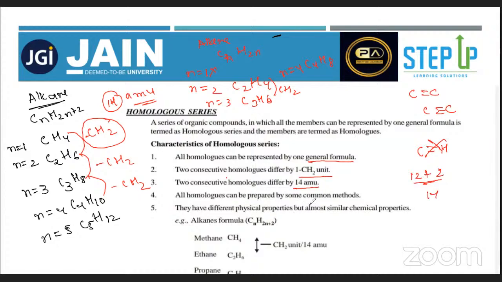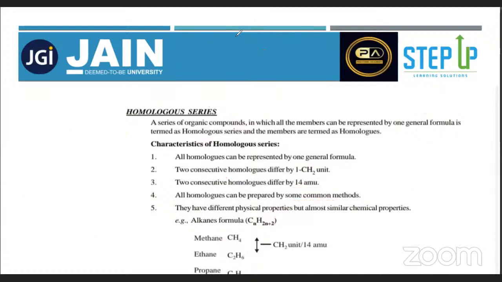All homologues can be prepared by some common methods. So all the alkenes will have some common methods of preparation. It's not that all their methods of preparation will be the same, but they will have a few common methods as well. Okay.